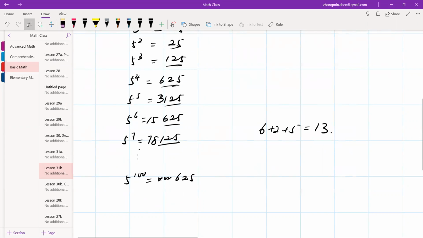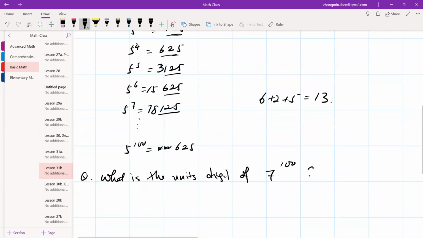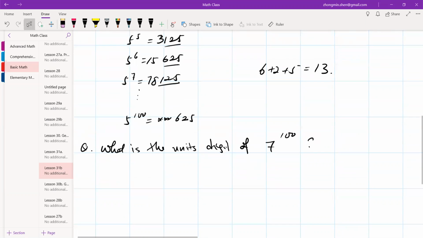For example, what is the last digit of... not a 5? What is the last digit? The similar question is just find the last digit, not 5. Okay, what is the unit digit of 7 to the 100, for example? Okay, right? Yes. And to do that, we just look at the pattern.